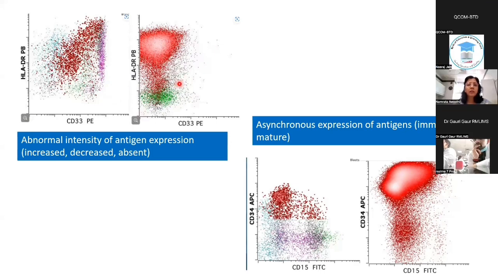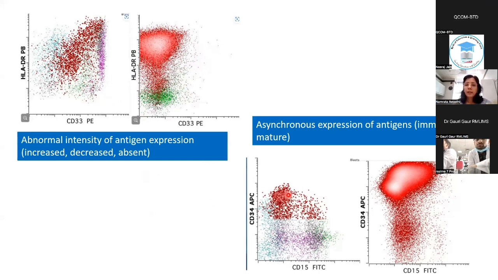Whereas if you look at this AML case, 33 is not there. 33 is absent in this. And HLA-DR is homogeneous. So this will help us in identifying that this is not a normal maturing population. This is an abnormal cell.